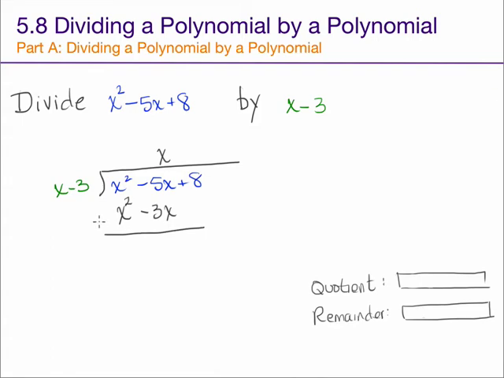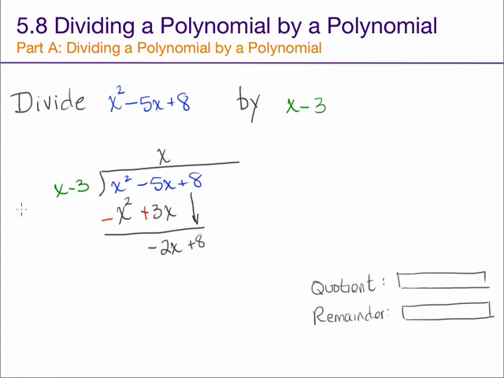Now I need to change the signs and add. 0 minus 2x. Negative 5x plus 3x is negative 2x. The next step is to bring down the next term. And then I get to start over.